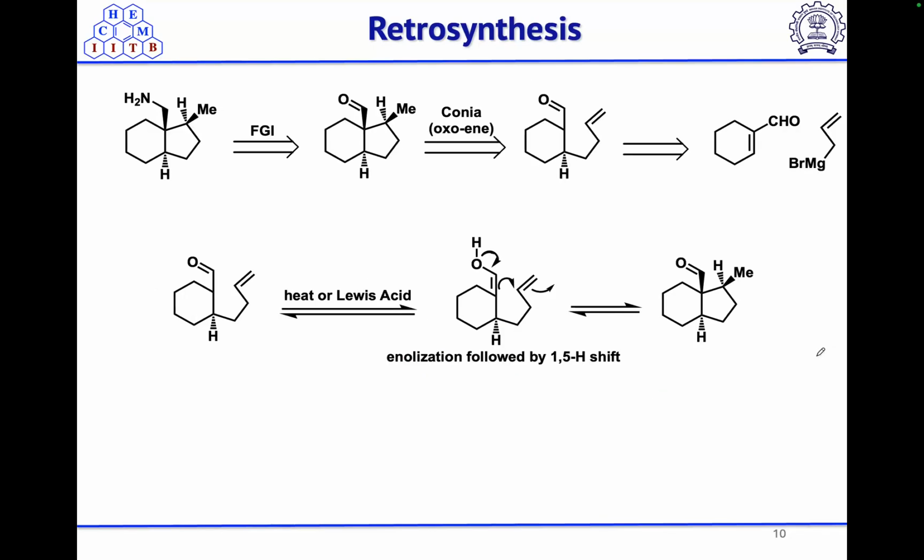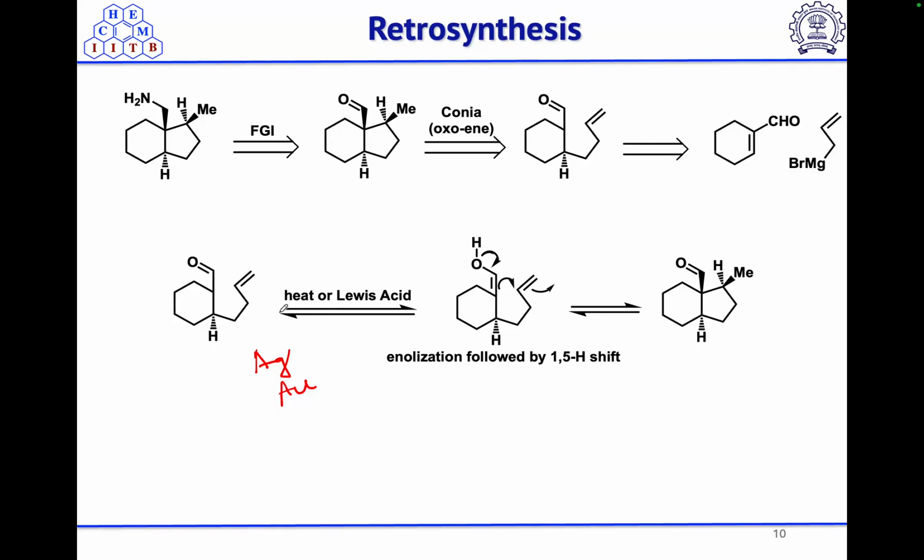In the next slide, you can easily see how this Conia-ene reaction is happening. Basically, this has the aldehyde and this double bond. If it has a triple bond, it will also work. If you provide this molecule with heat or a Lewis acid, basically a silver or gold based Lewis acid, you have to use it.